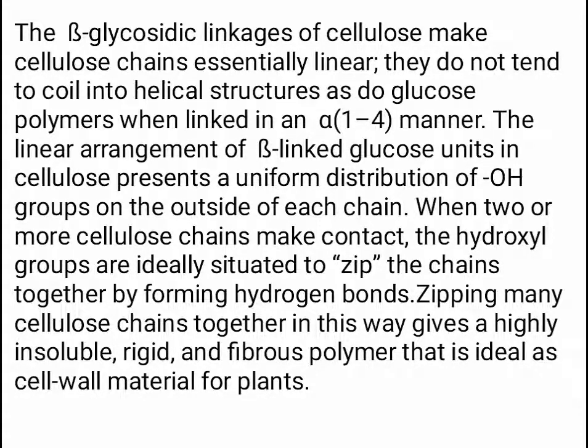The linear arrangement of beta-linked glucose units in cellulose presents a uniform distribution of hydroxyl groups on the outside of each chain. When two or more cellulose chains make contact, the hydroxyl groups are ideally situated to zip the chains together by forming hydrogen bonds. Zipping many cellulose chains together in this way gives a highly insoluble, rigid and fibrous polymer that is ideal as cell wall material for plants.